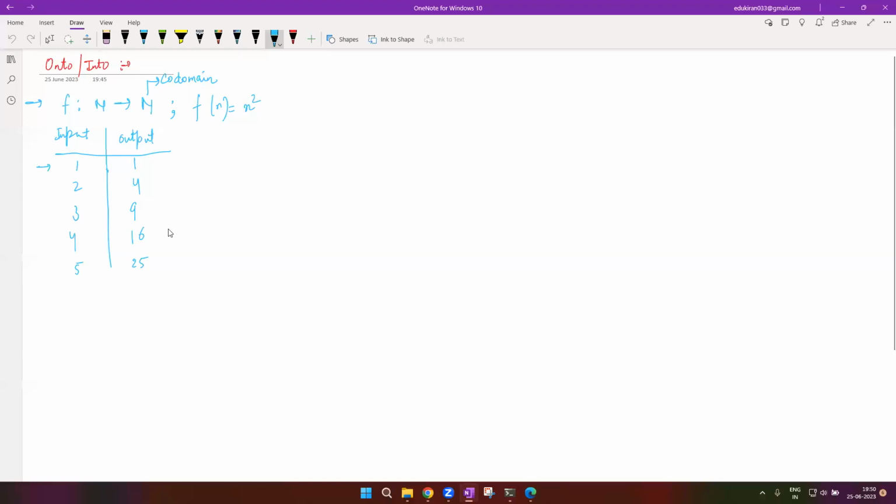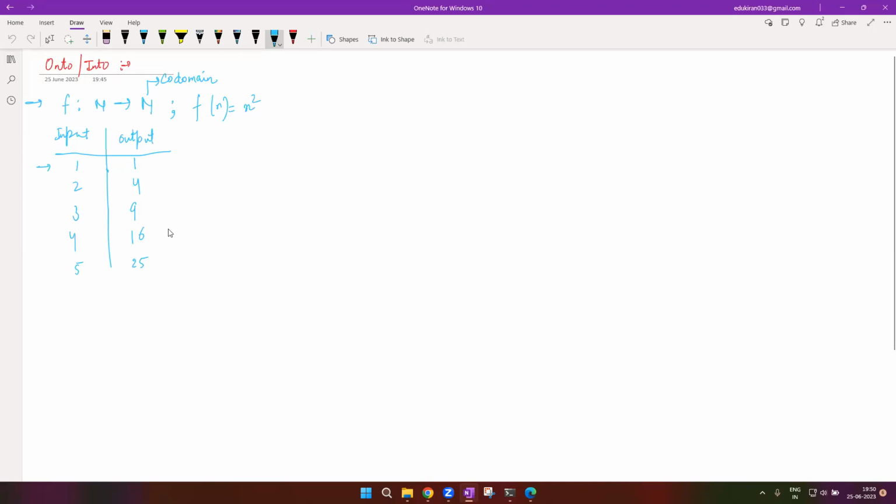अभी मेरी एक बात समझो. Okay. Understand the difference between onto and into functions. So in this case, your range does not cover all the natural numbers. See, 2 is not an answer. 3 is not an answer. 2 and 3 could have been the answer, but they are not.